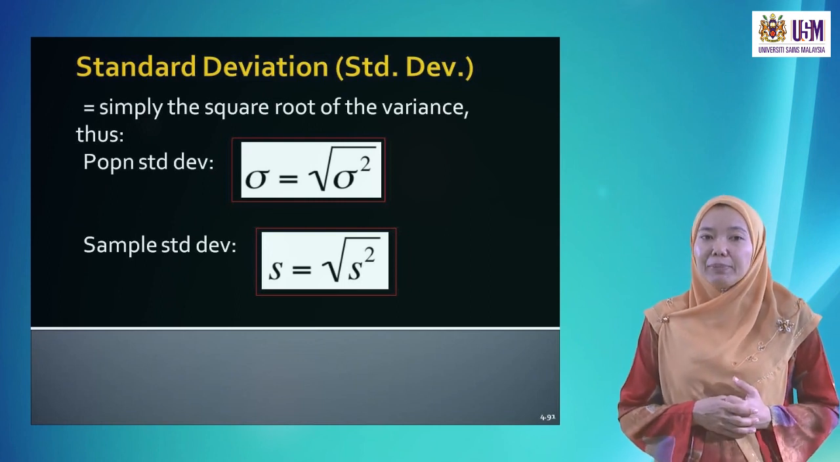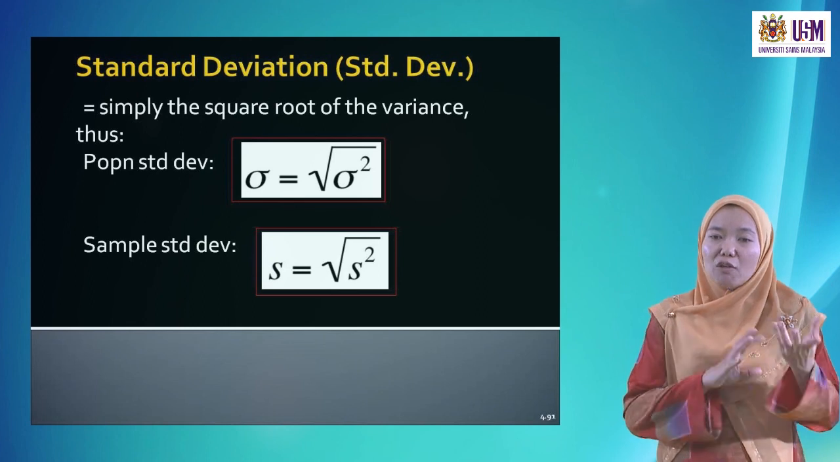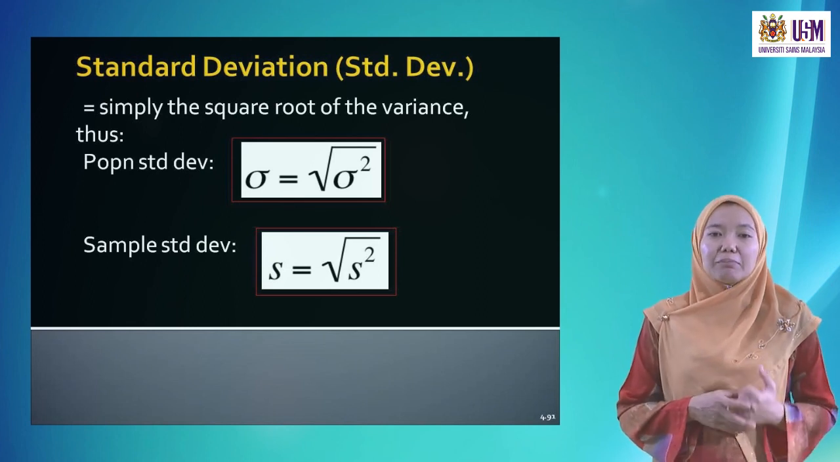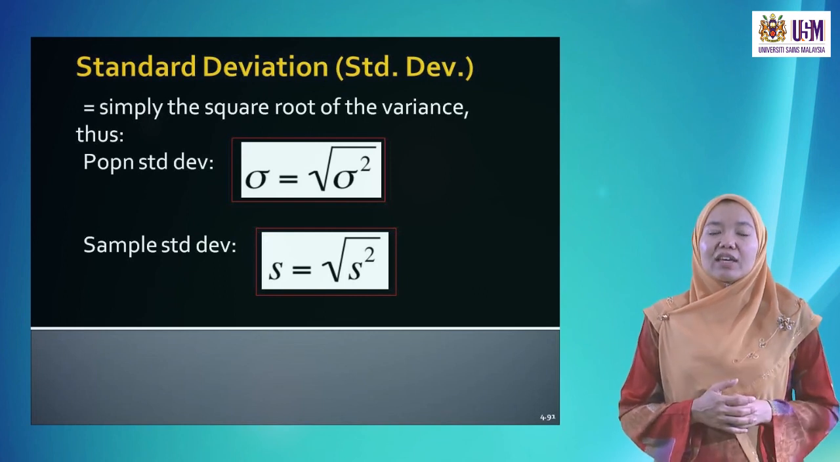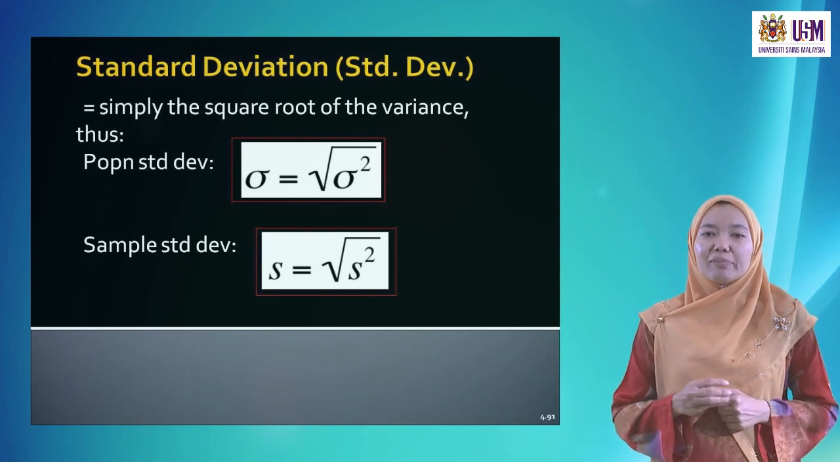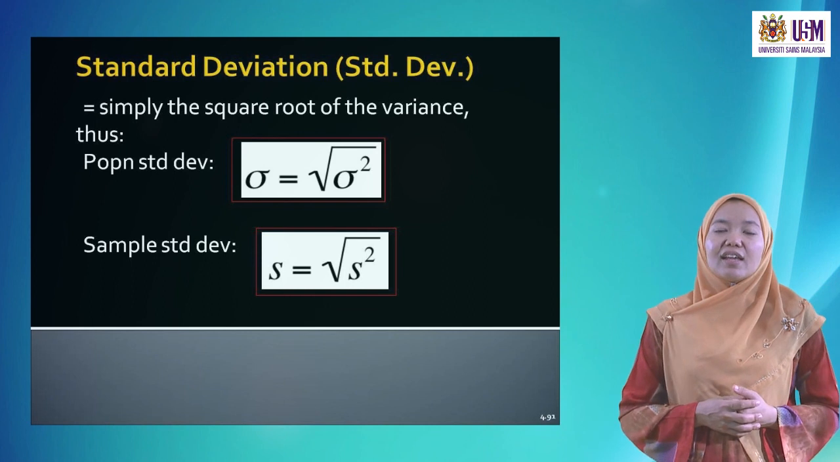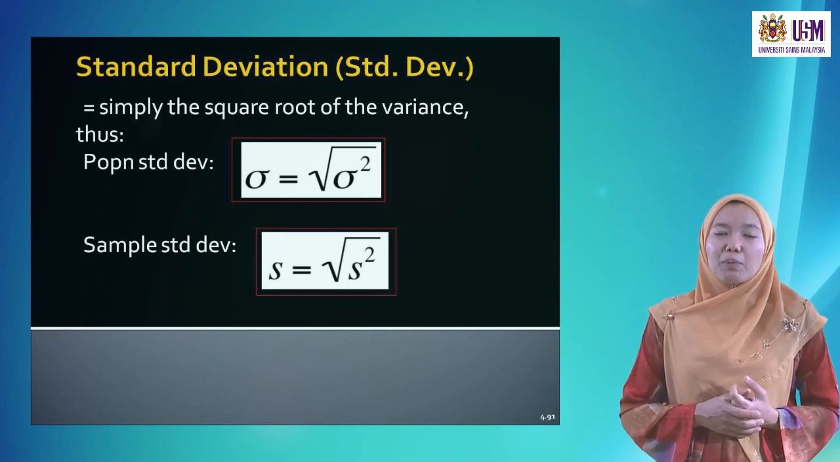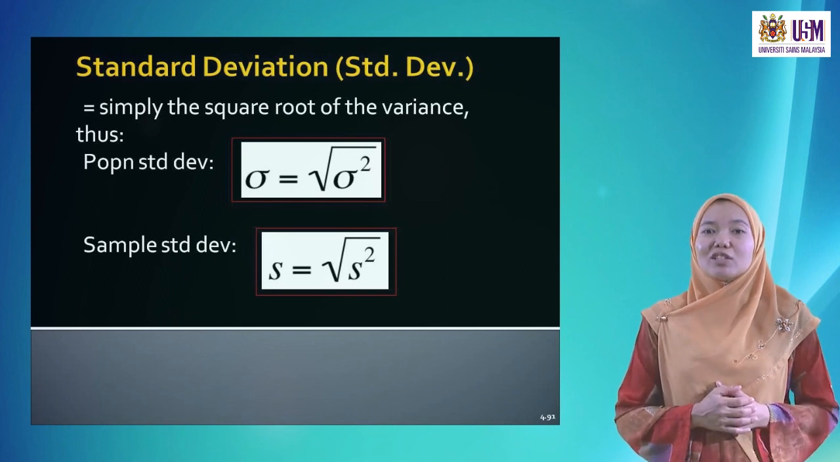While for the sample standard deviation, you have variance as s square, you take the square root, they offset each other. So you have sample standard deviation as s. Again, if you have standard deviation s, the variance is simply s square. If you have population standard deviation sigma, then you have the population variance sigma square.